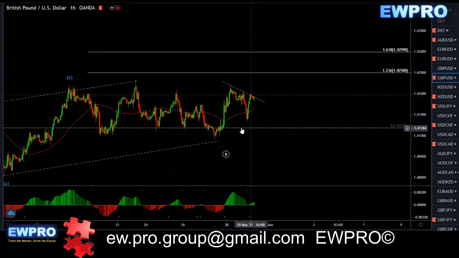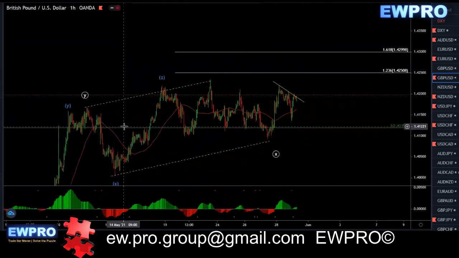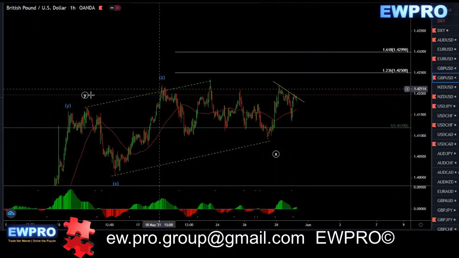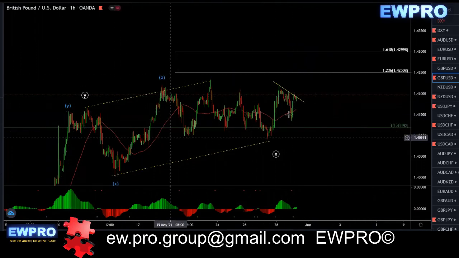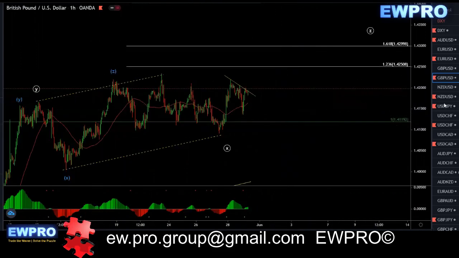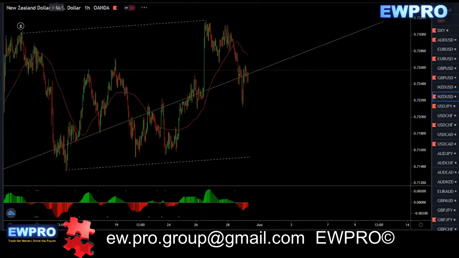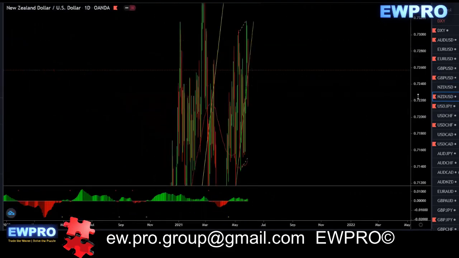We're getting to a top. This weekly 100 fib here is giving support and resistance. So, on the daily.